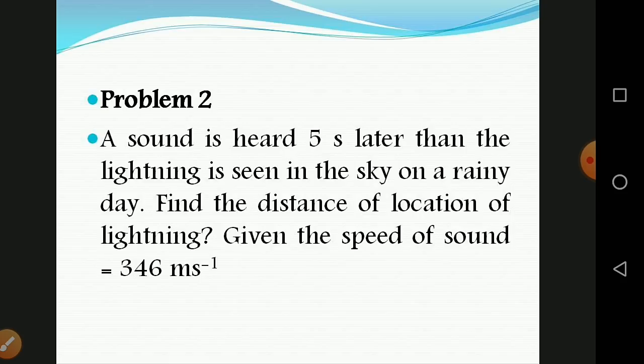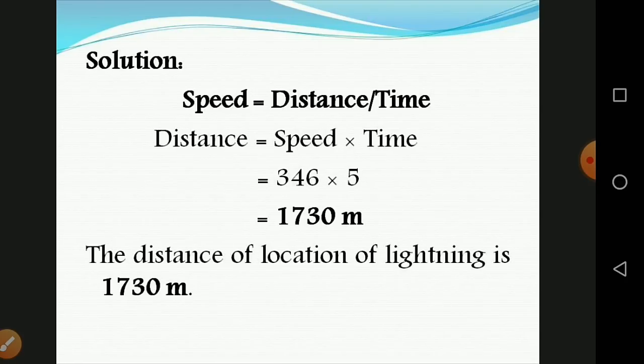So what is the formula? Speed is equal to distance by time taken. So if you find the distance, distance is equal to speed into time. The speed of sound is equal to 346 meters per second into time taken 5 seconds. So 346 into 5 seconds, totally 1730 meters. So the distance of the location of lightning is 1730 meters.